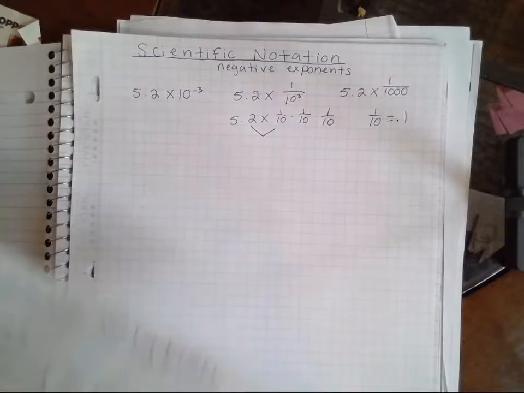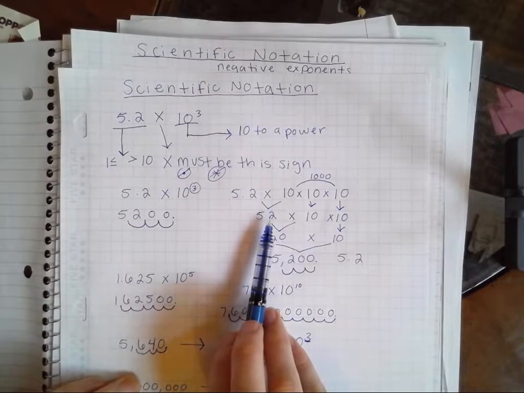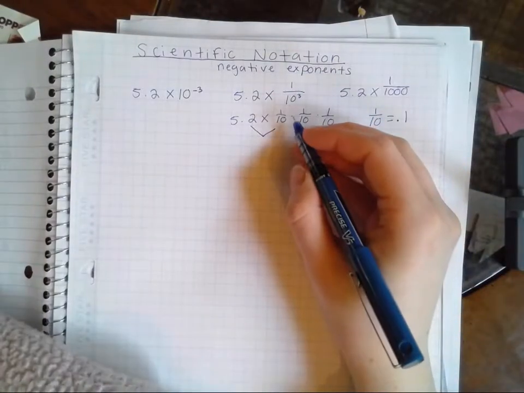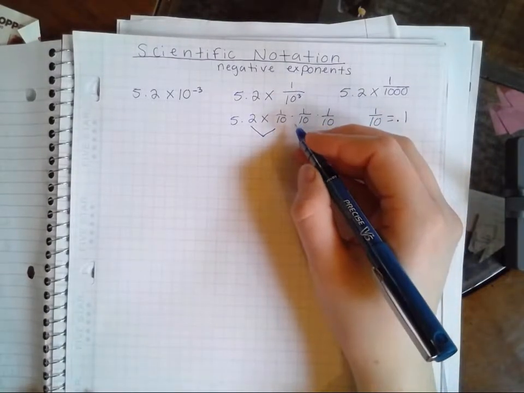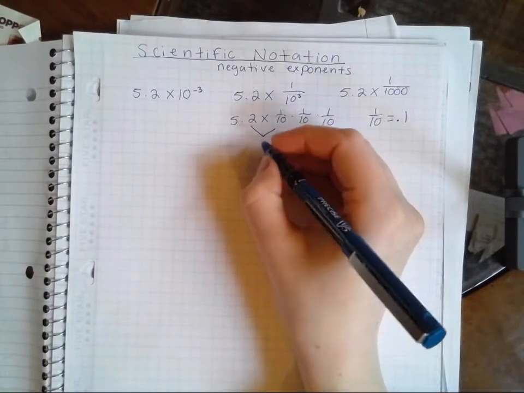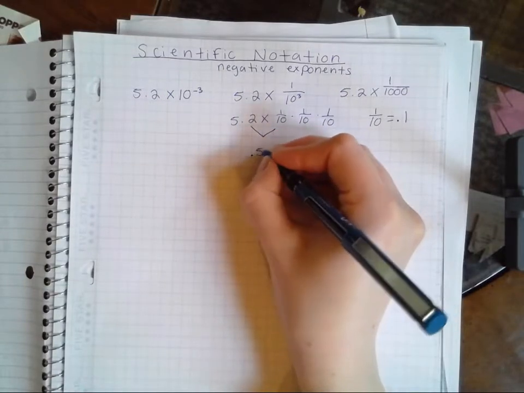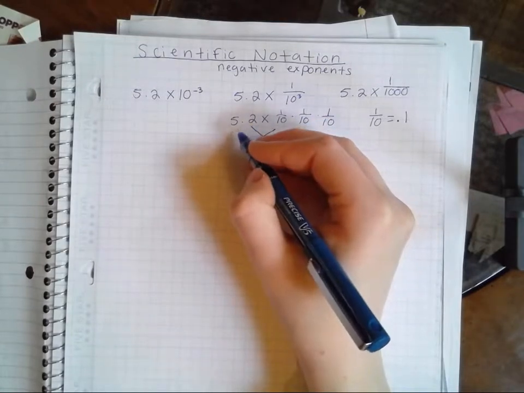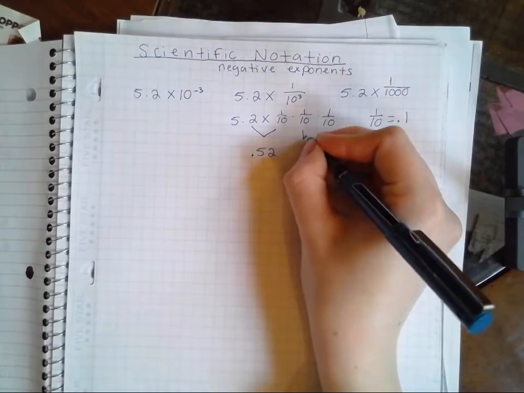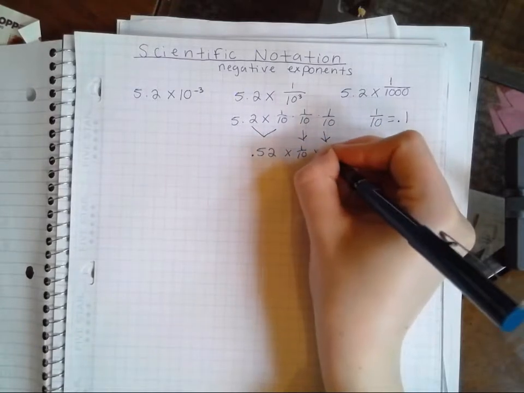Because if you take 5.2 and you multiply it by 10, you get 52. So it makes it one decimal place bigger. Now, if you multiply it by 1/10, it makes it one decimal place smaller. So instead of getting 52, 5.2 times 1/10 gives you 0.52, because we took that decimal point and moved it to the left one. And then we bring our other 1/10ths down.